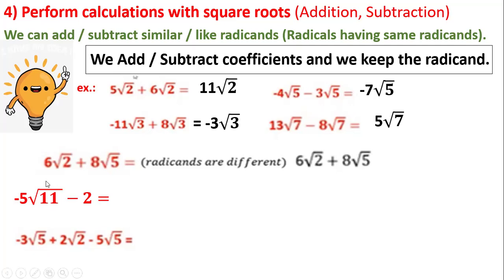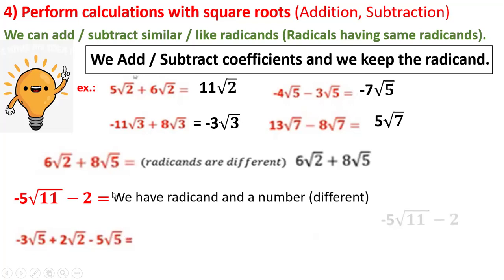Now, minus 5 radical 11 minus 2. This is a radical and this is a number. They are different from each other, so we cannot subtract them. So since they are different, they are kept as they are.